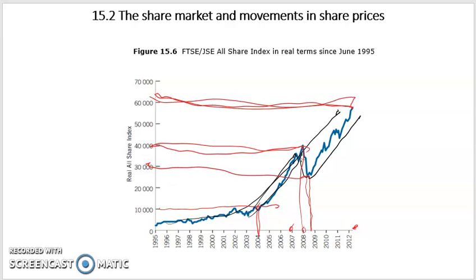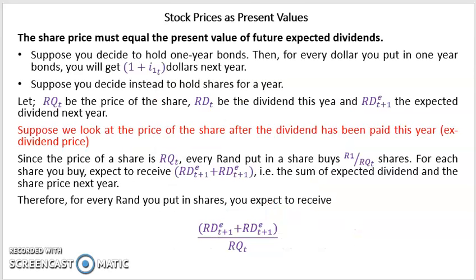So the question to ask is, what determined this sharp movement in the share price? Also, how do share prices respond to changes in the economic environment and macroeconomic policy? These are the questions we take up in this section, or rather the remaining part of our chapter 15.